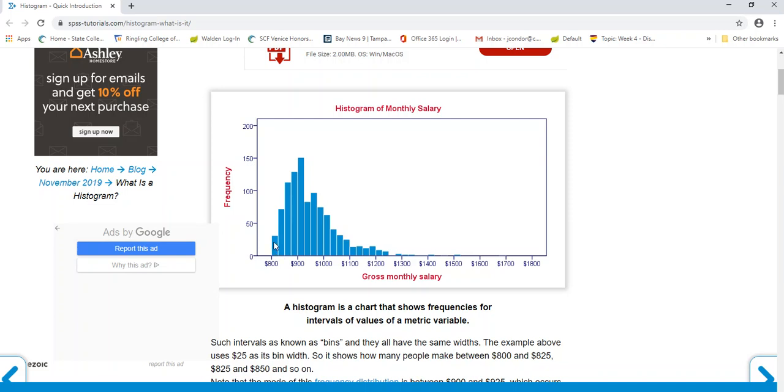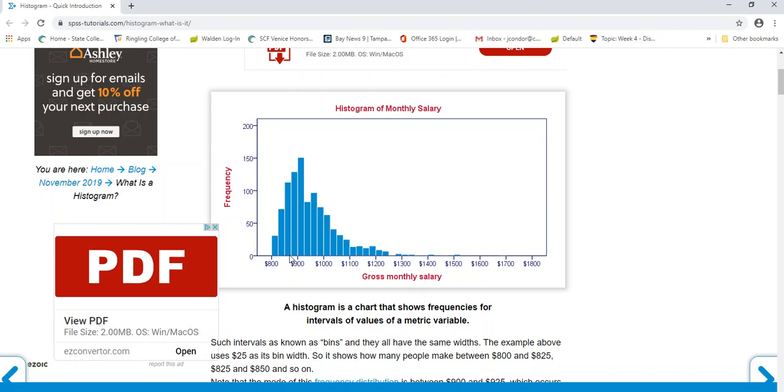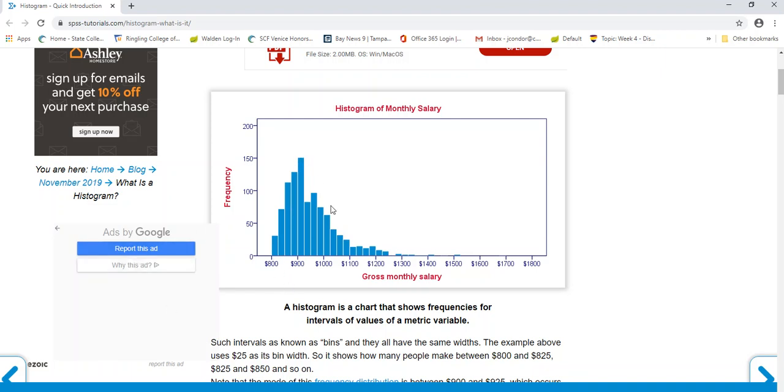And this height listed how many people had a gross monthly salary between $800 and $825 in this particular sample that we collected. It looks like it might have been about 25 or 30 people. And then the next one ranged between 825 and 850, and there were more people in that range, maybe about 75. And then the next one, 850 to 875, was up here, about 120 or so, and so on.